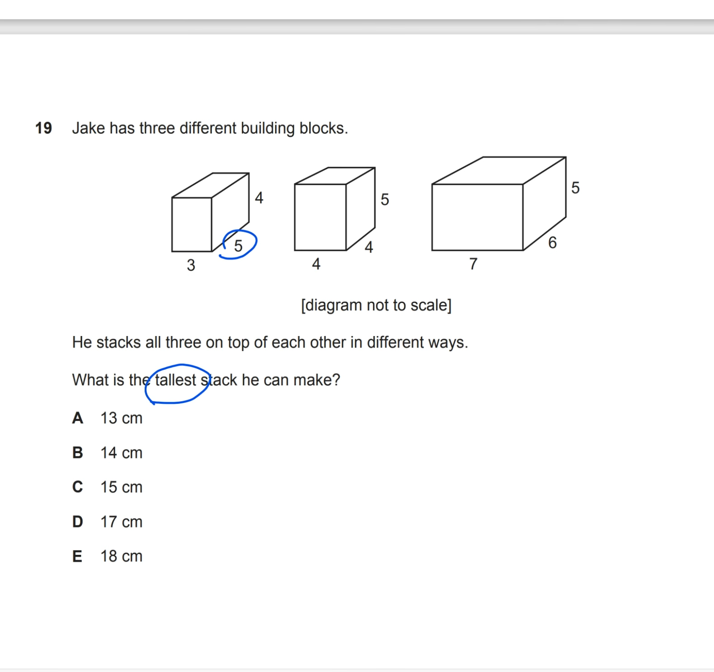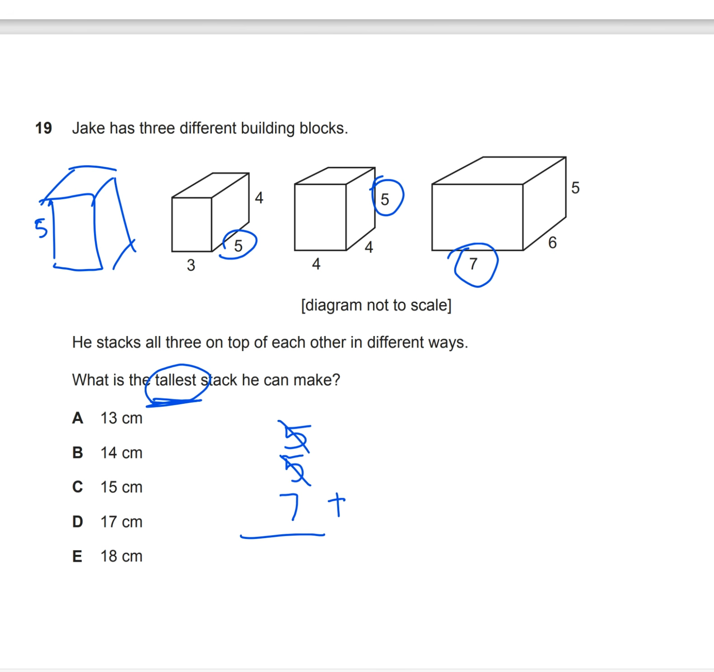It's 5. So we can tilt it upwards so it kind of looks like this and use that to our advantage as the height, because we want to make it as tall as we can. Here it's also 5, and here it's actually 7. Okay, so then we can add all of these sides together to make the tallest stack we can. 5 plus 5 is 10, and then we have 7, and the tallest would be 17 centimeters.